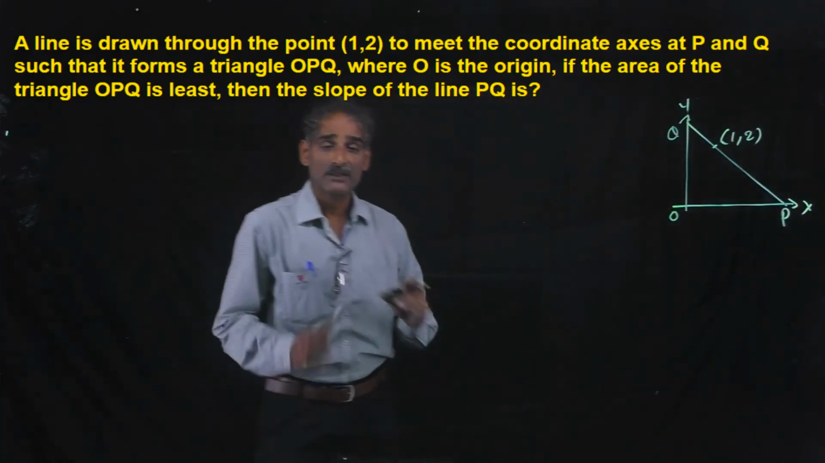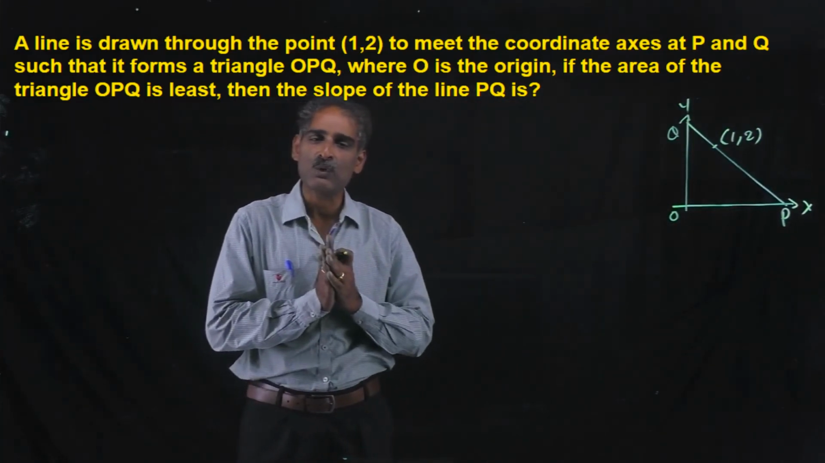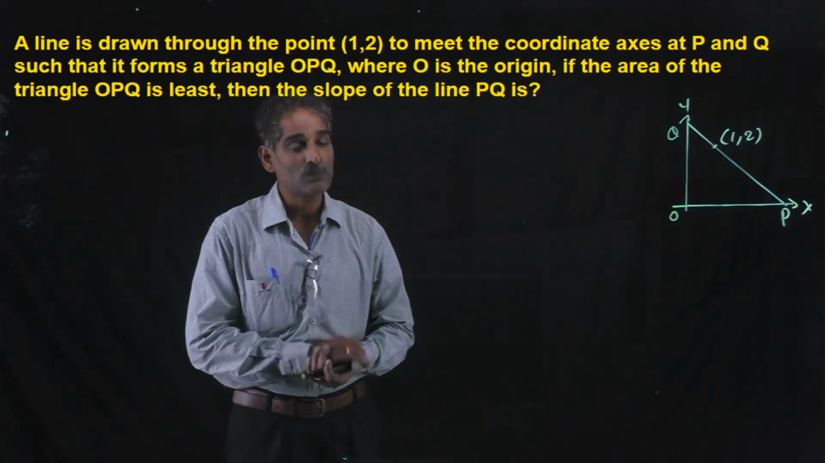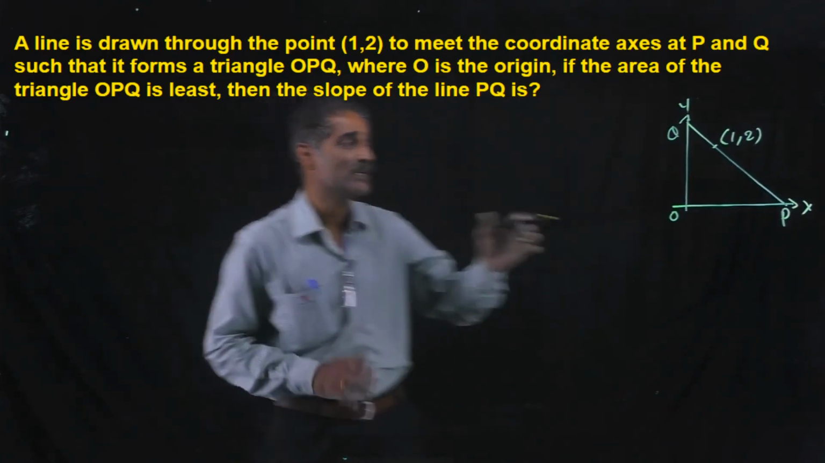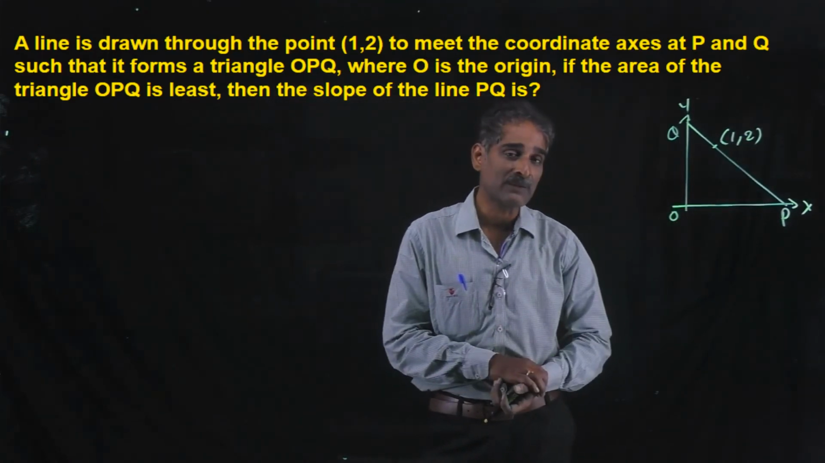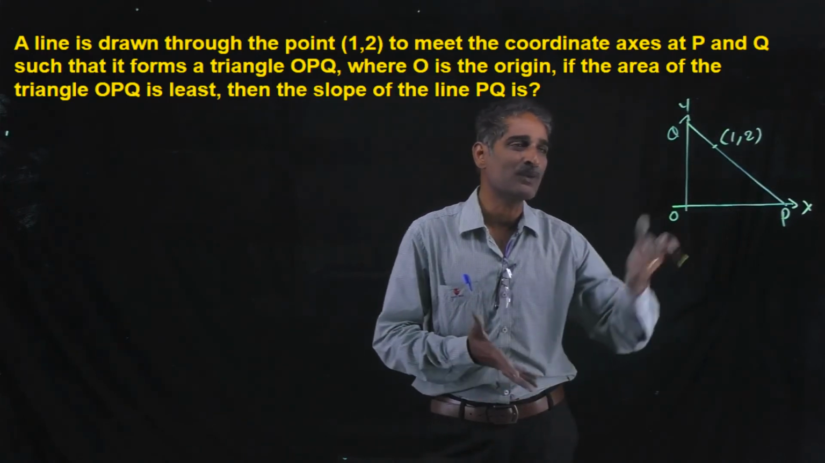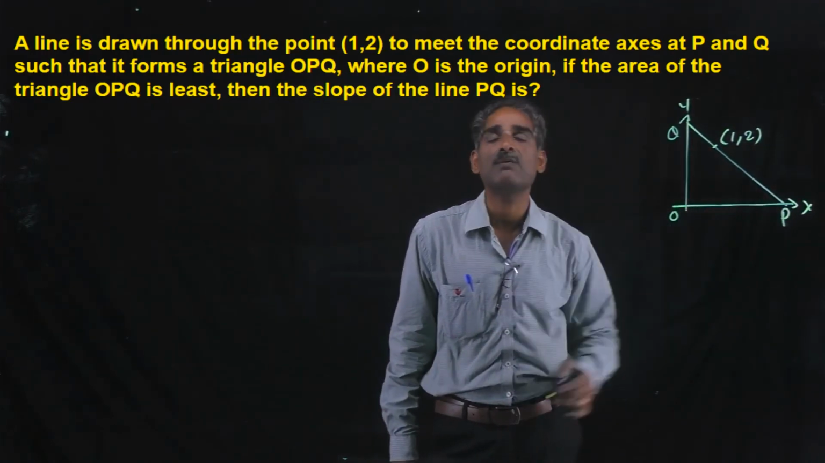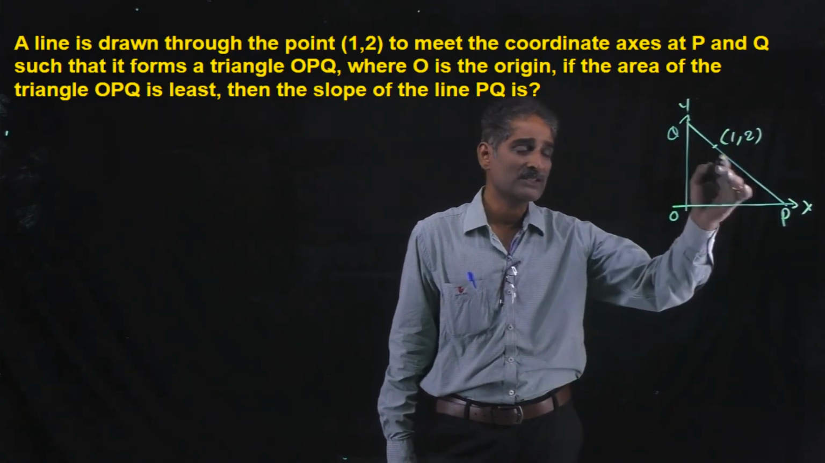Here, when the area of the triangle OPQ is least, then what is the slope of the line PQ? We want to find the slope of the line PQ when the area of OPQ is minimum. At what slope is the OPQ area minimum? Okay, now write down the equation of PQ. For this, you need a slope.